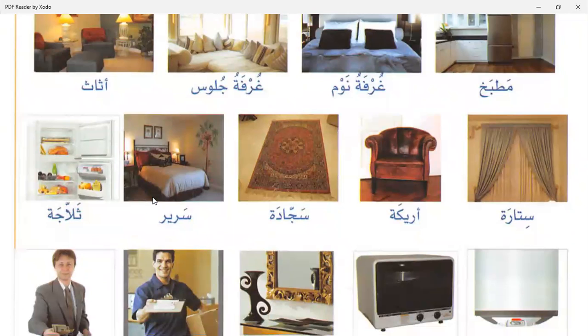Sitara, curtain. Okay, when we stop at ta marbuta, it gives the sound of ha, sitara. Or you can also say sitaratun. Say sitara. Sitara. Okay, next. Arika, sofa. Sajadat, rug.